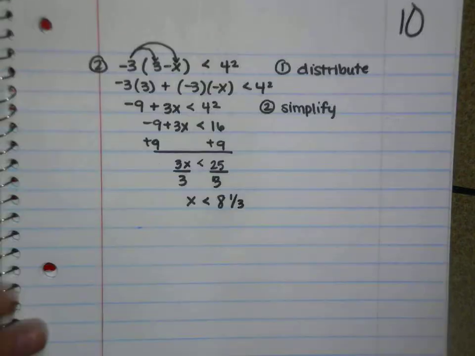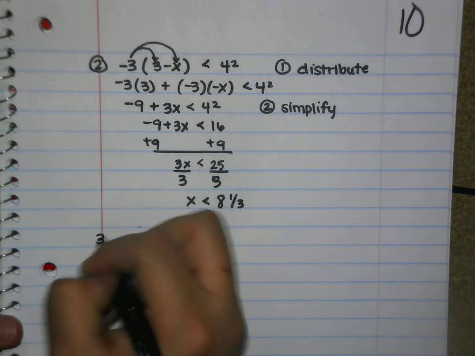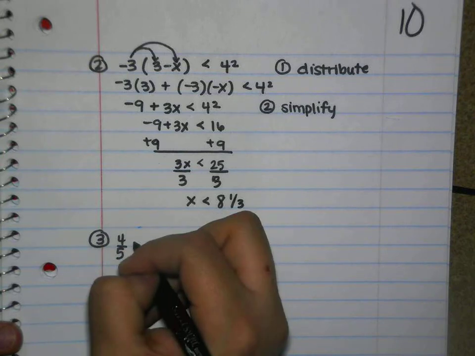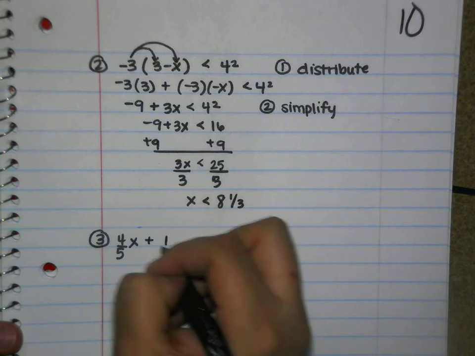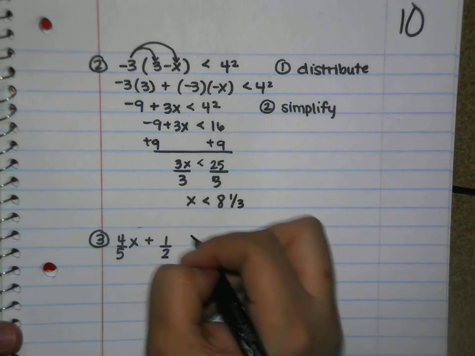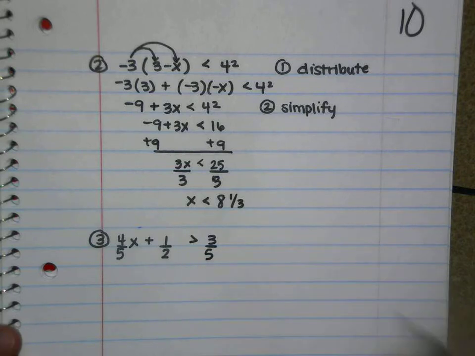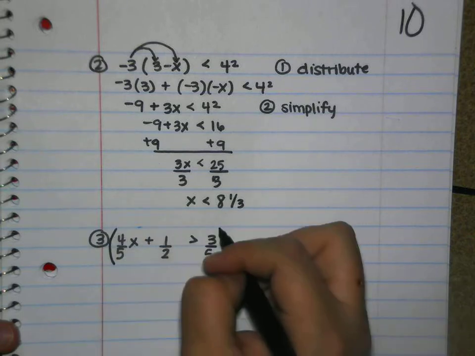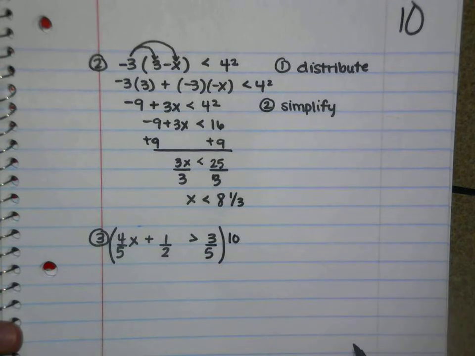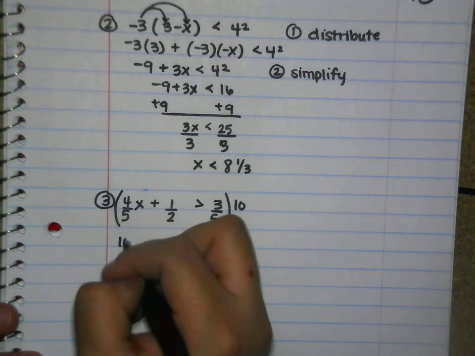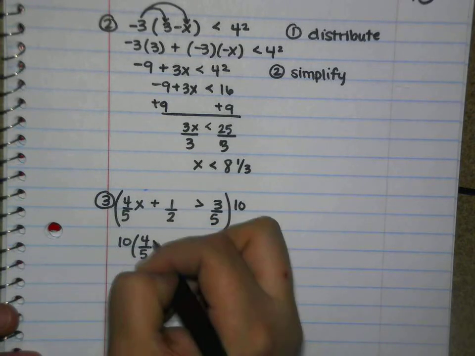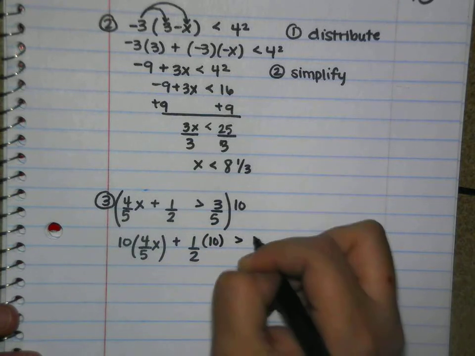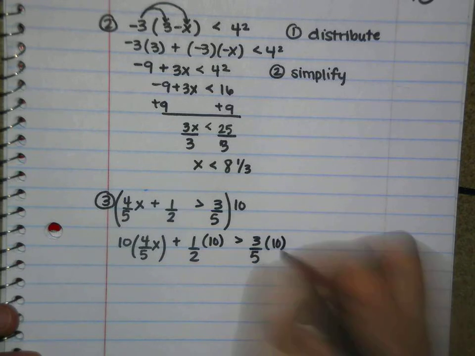Let's go ahead and solve number 3. And let's say we had 4 over 5x plus 1 over 2 is greater than 3 over 5. Now we talked about what we do with fractions. The first thing we're going to do is multiply by the least common denominator. In this case it's going to be 10, so we're going to multiply both sides by 10. So 10 times 4 over 5x plus 1/2 times 10 is greater than 3 over 5 times 10.